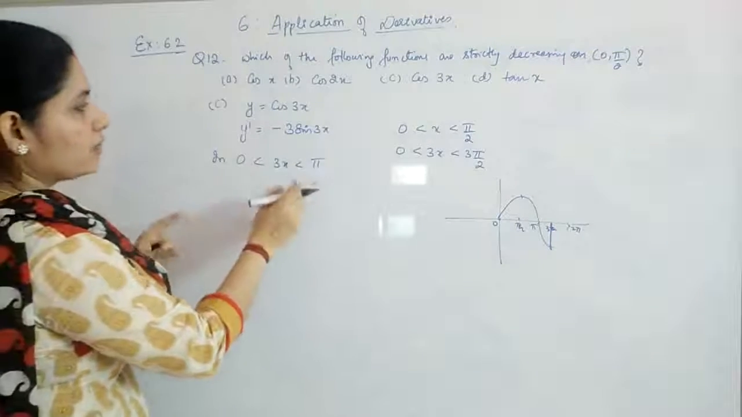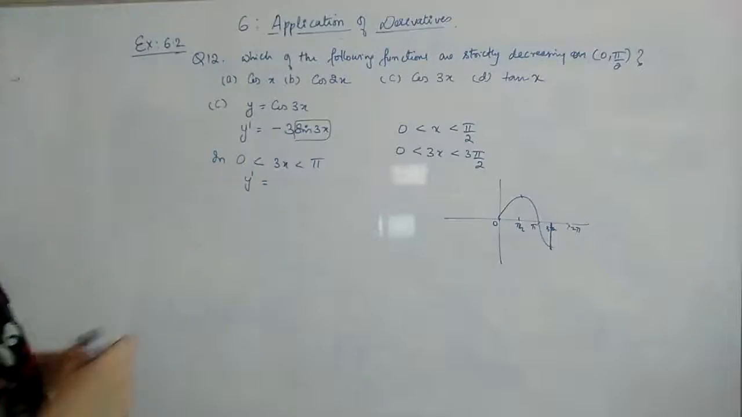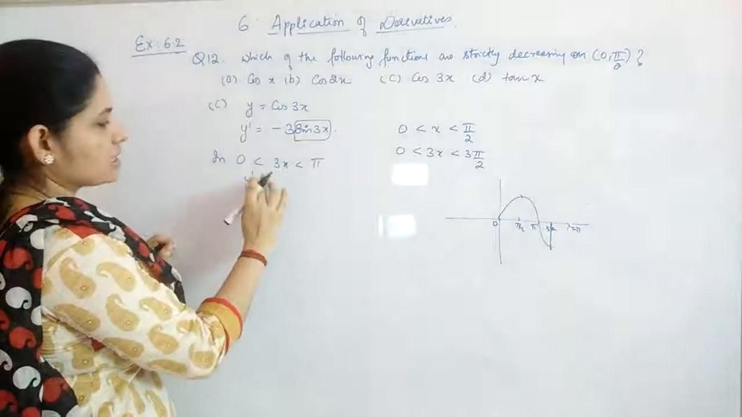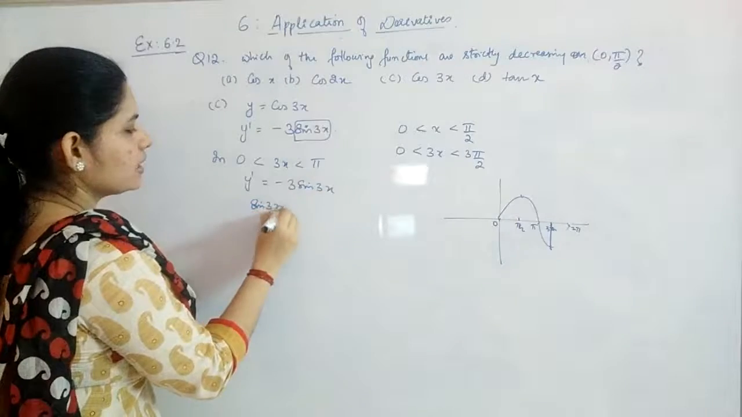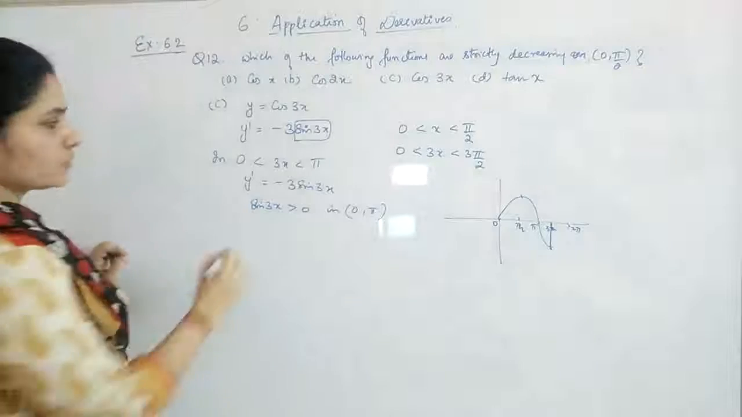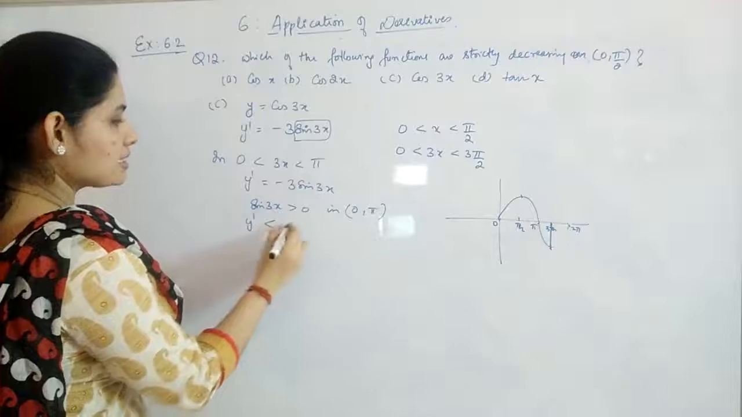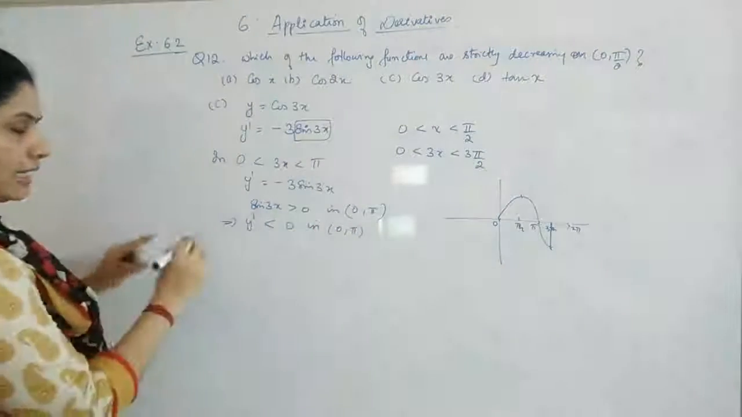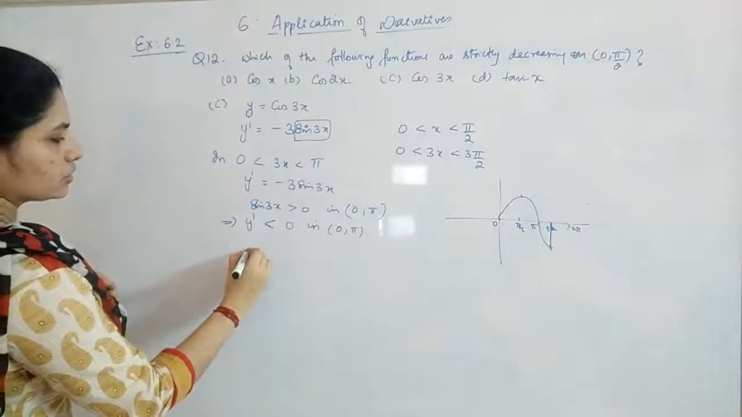Okay, in the interval 0 to pi, what will you get for y dash? sin 3x is positive. What about y dash? It will become negative. y dash is minus 3 sin 3x, and we are saying that sin 3x will be greater than 0 in the interval 0 to pi. So you'll have y dash to be minus, negative, so y dash is less than 0 in the same interval 0 to pi, correct?